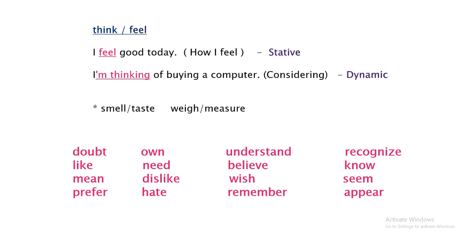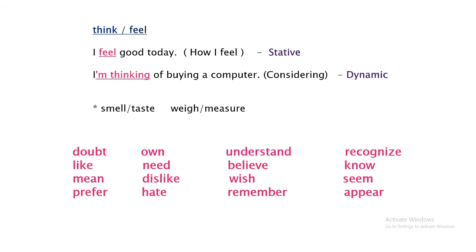And feel is also the same. I feel good today. Feel is a stative verb in the first sentence. So you can use it in ing form or continuous form. You can say, I am feeling a bit sleepy. So, am feeling is a dynamic verb. I am thinking of buying a computer. Am thinking is the dynamic verb because it's in continuous form.